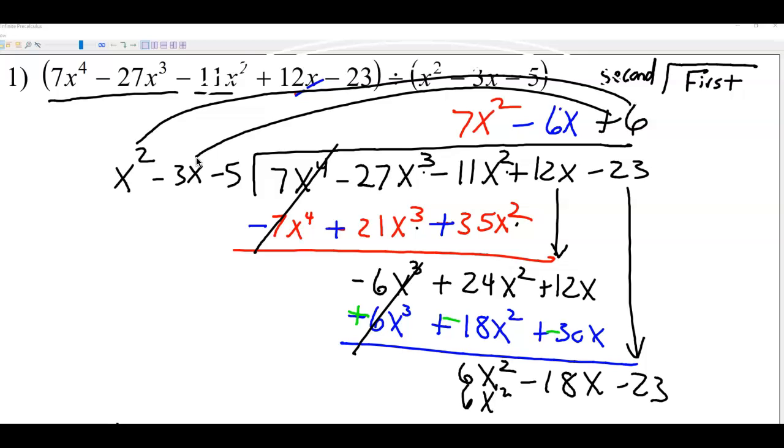18. Good. I think it's negative, right? Because that one's negative. So negative 18. And since there's an x there, we'll have an x also. And then our last one, 6 times negative 5. Good. It's negative. Yeah. Good. No problem. You got it.